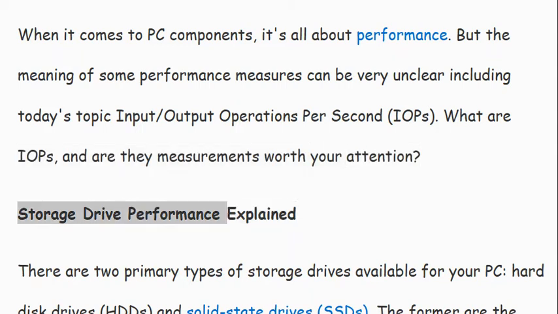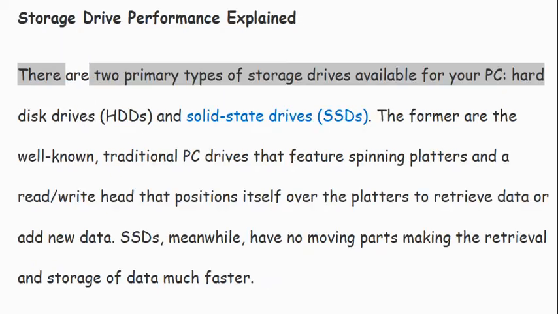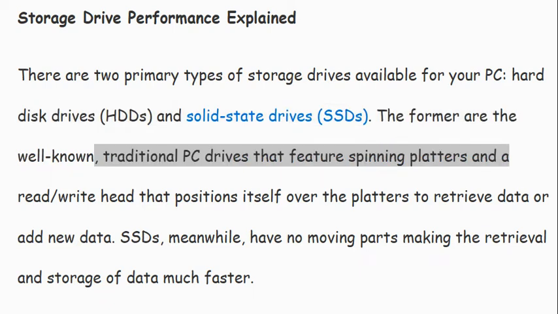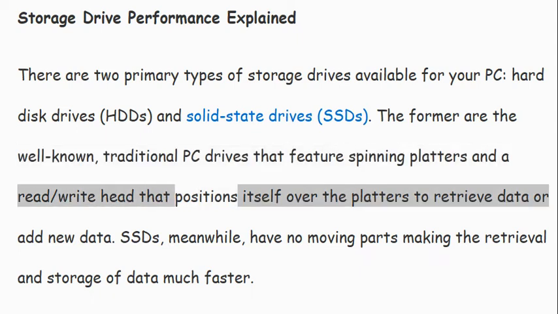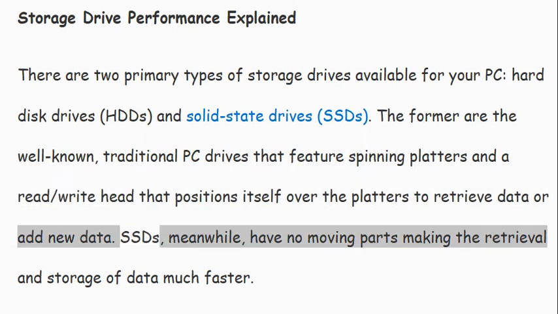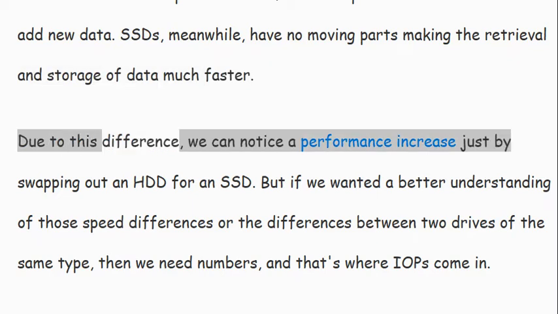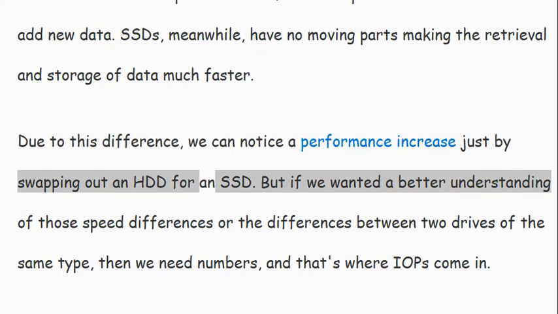Storage drive performance explained. There are two primary types of storage drives available for your PC: hard disk drives, HDDs, and solid-state drives, SSDs. The former are the well-known, traditional PC drives that feature spinning platters and a read-write head that positions itself over the platters to retrieve data or add new data. SSDs, meanwhile, have no moving parts, making the retrieval and storage of data much faster. Due to this difference, we can notice a performance increase just by swapping out an HDD for an SSD.